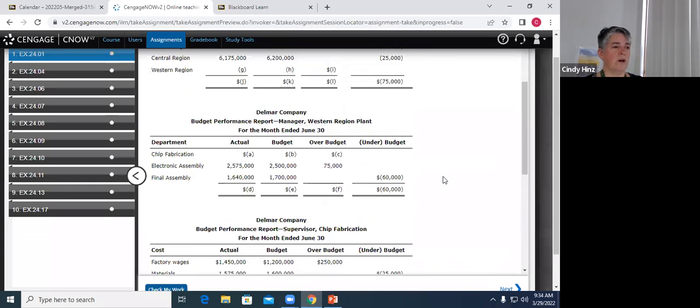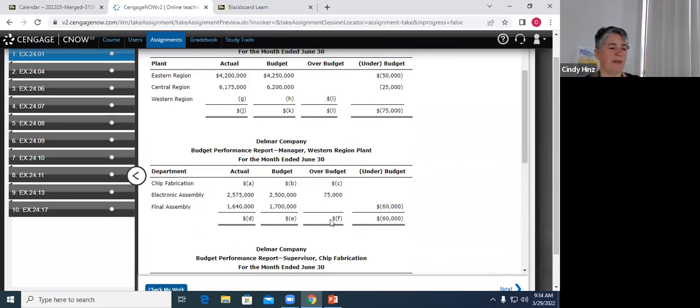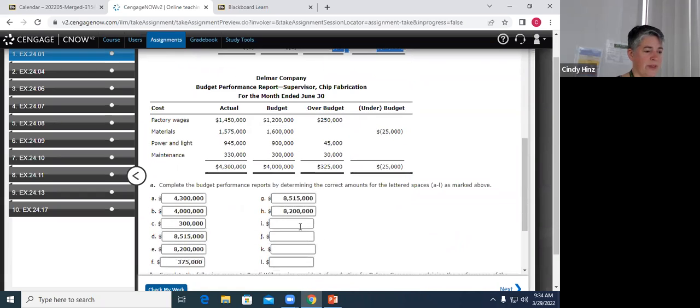And then for letter I, again, we need to net together these two quantities. So the amount that you had for F, which was a total over budget, minus the final assembly, which was under budget, to get the net amount that they were over budget in the Western region.